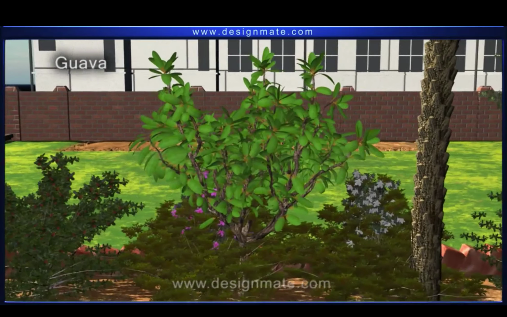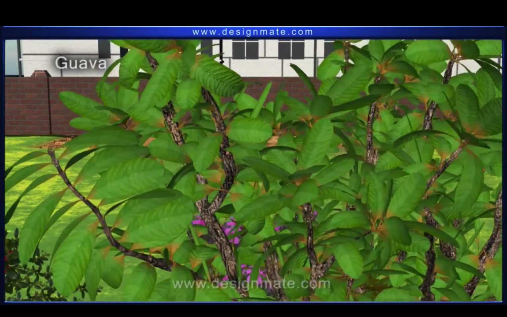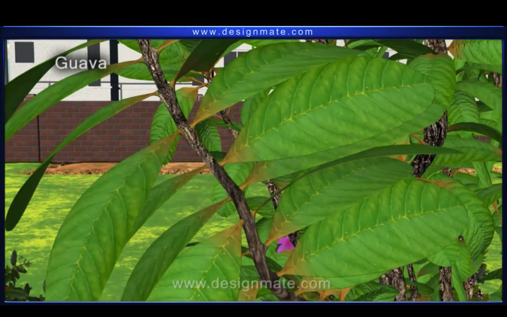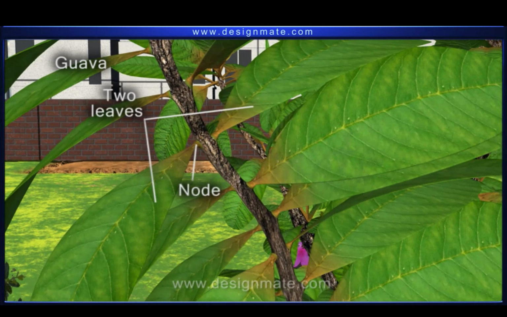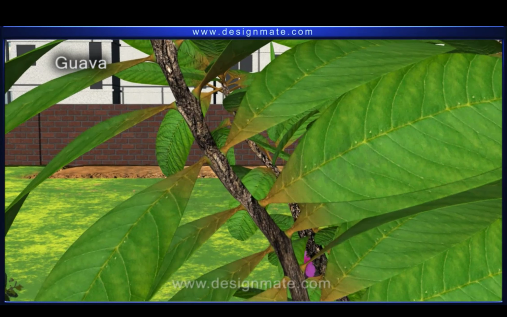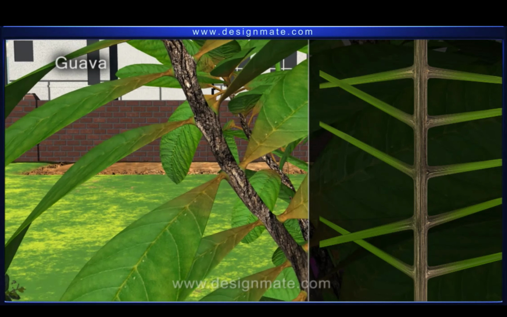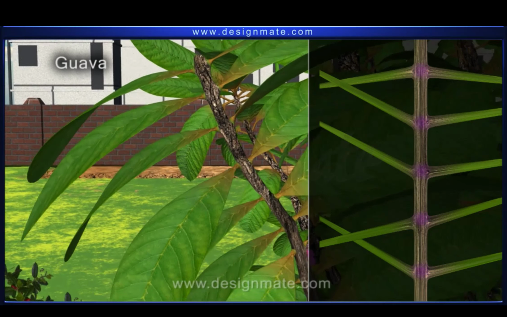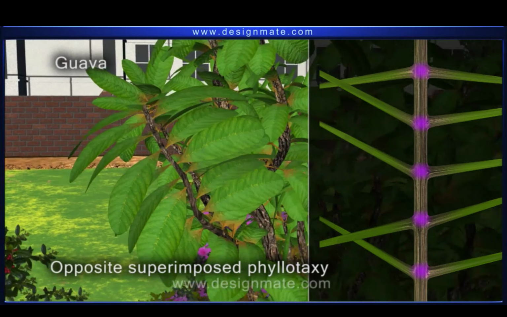In guava, if we observe a twig with leaves, we find that 2 leaves arise from a node, and its schematic representation will show that the pair of leaves on successive nodes are arranged overlapping one another. This type of arrangement of leaves is called opposite superimposed phyllotaxy.